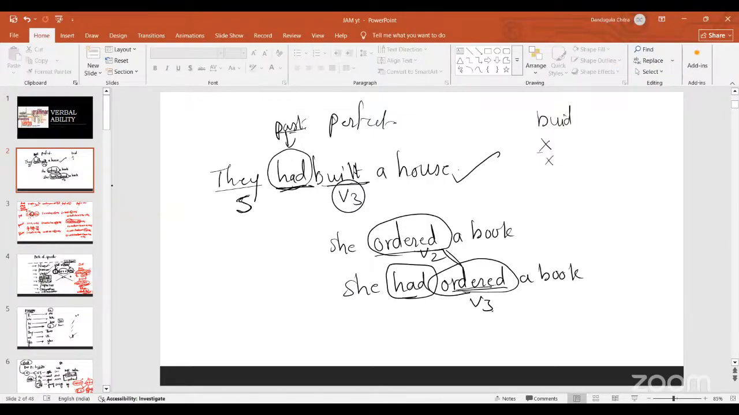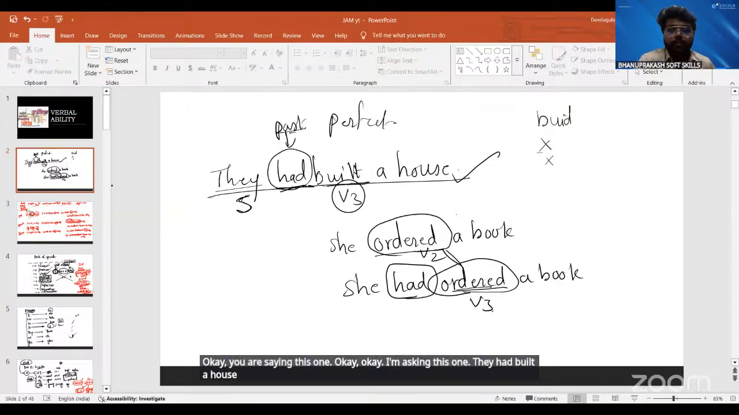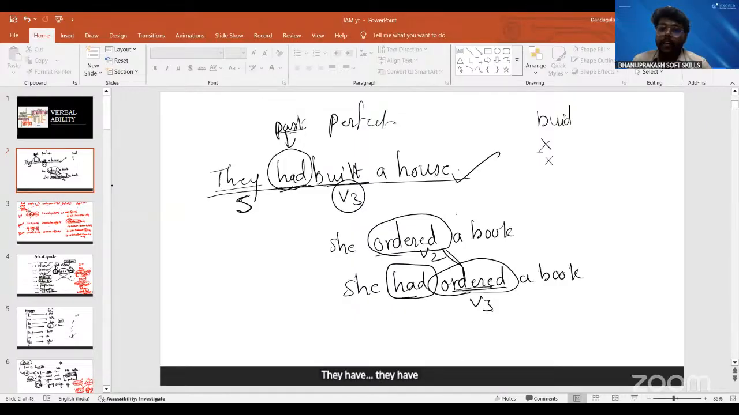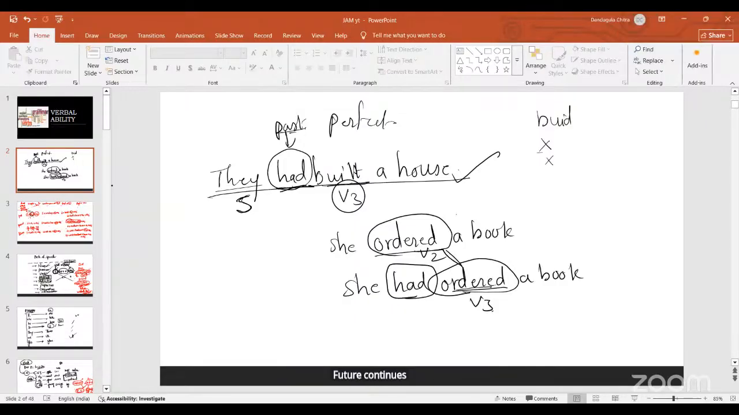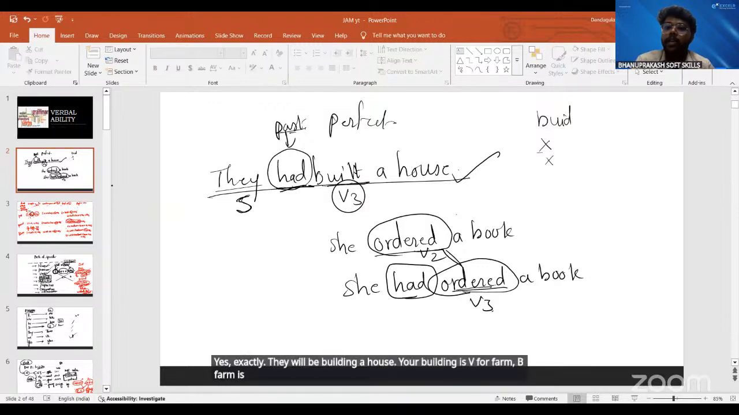She will be ordering a book. Okay, you are saying this one. Okay, okay. I'm asking this one: They had built a house. They will be building a house. Yes, they will be building a house. Will be, yes, exactly. Here, building is the V-ing form. The ing form is used in the future continuous.